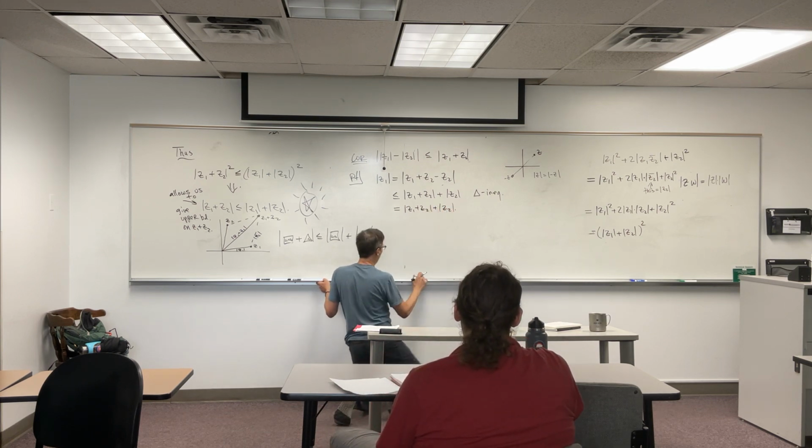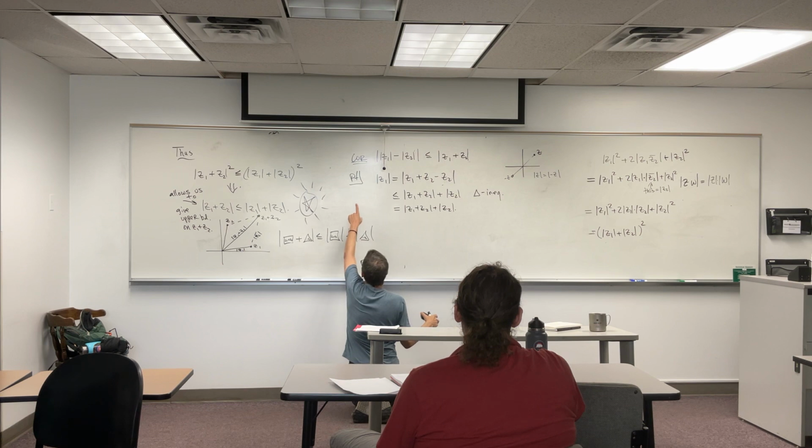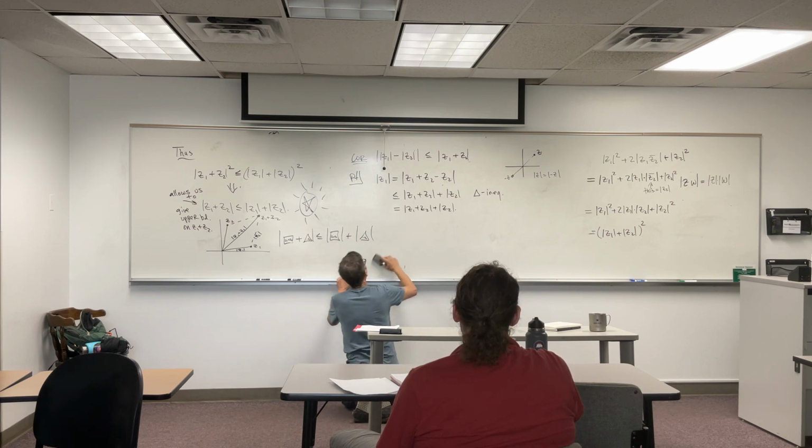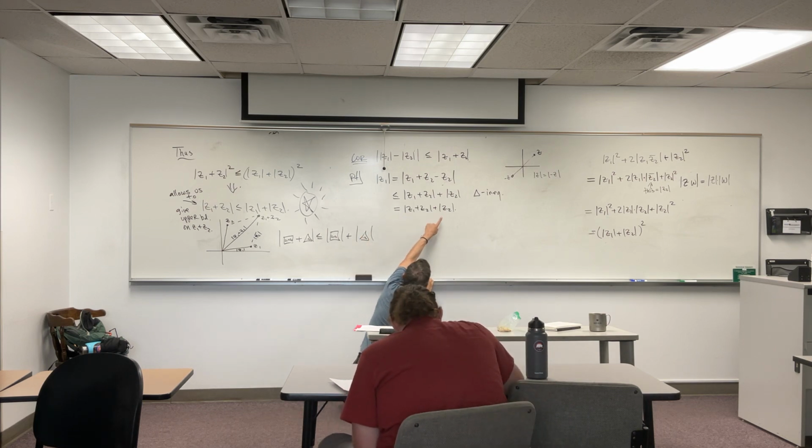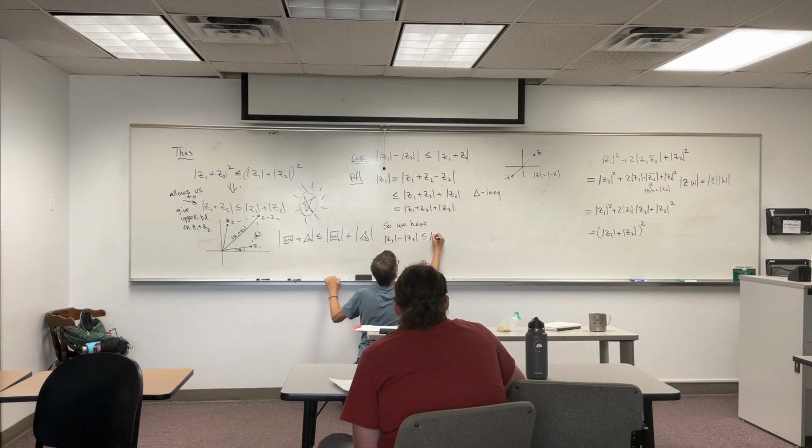We're about done. We're going to prove the other part of this. Not a proof, you get half a proof, and then we're going to hand wave. So now check this out. If I subtract this from both sides, we have mod z1 minus mod z2 less than or equal to the mod of the sum.